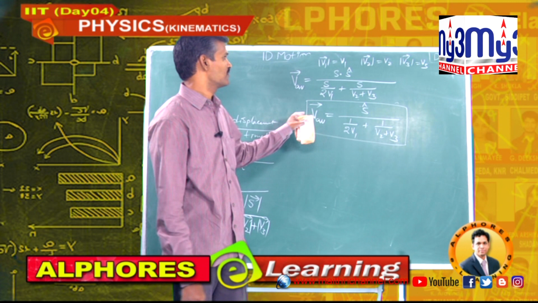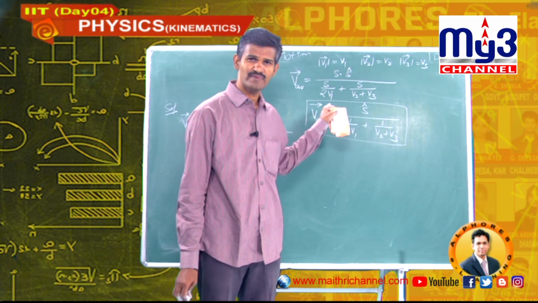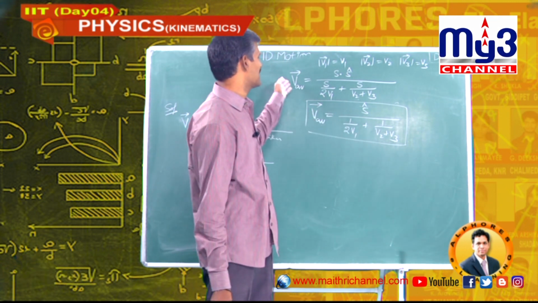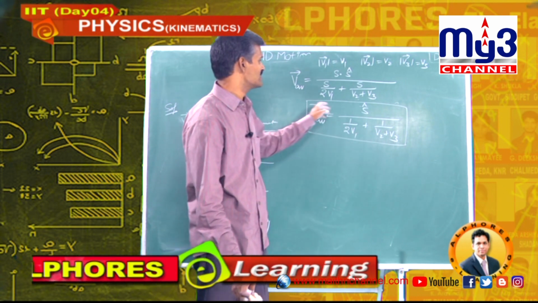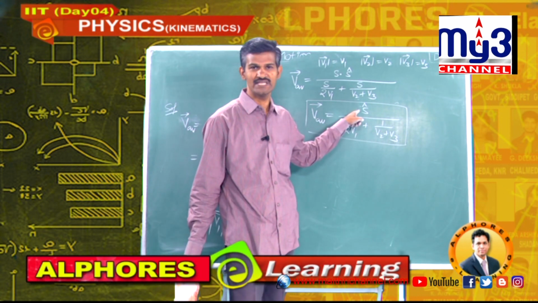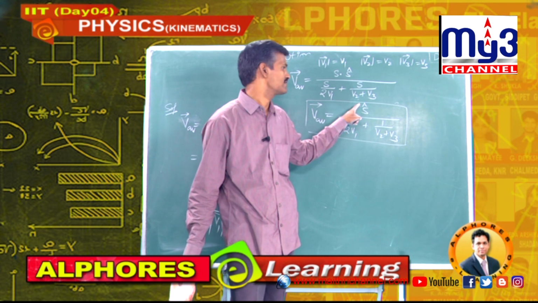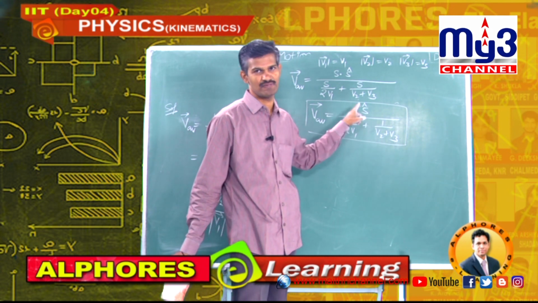It is one important question. This may ask like this, find the average speed. In such case, you just remove the cap. You just remove the cap, the unit vector of this displacement vector.